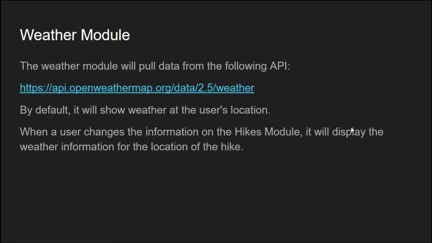The weather module is going to pull data from openweathermap.org. By default, it's going to just use the user's location. It integrates with the hikes module in the sense that when the user enters information into the hikes page, it will transfer over to the weather module and actually show the weather for the location of that hike. So I'd like to demonstrate that for you and show you exactly how that works.